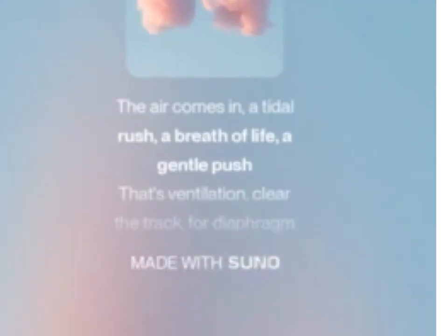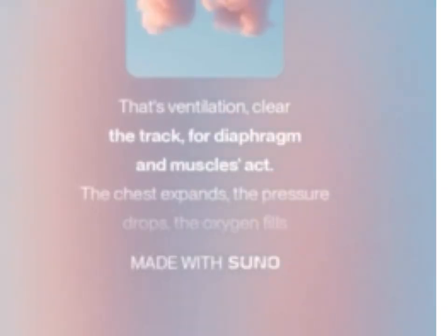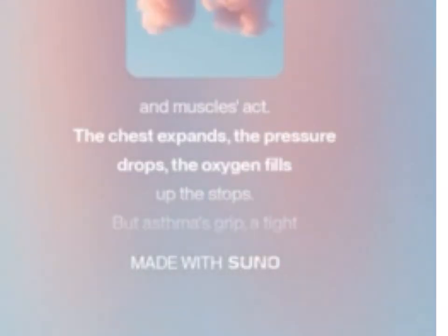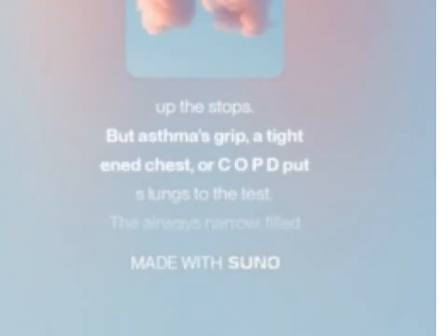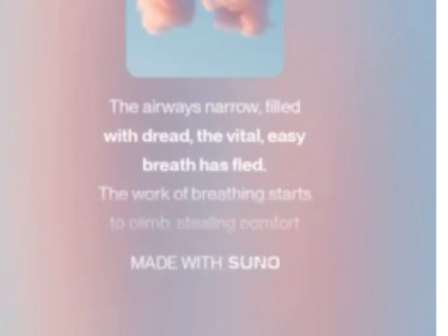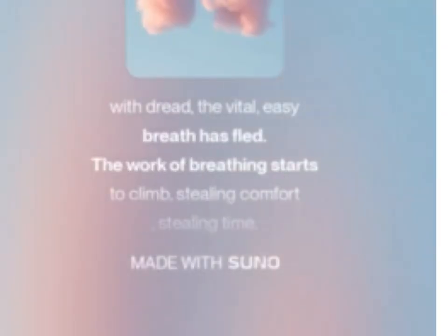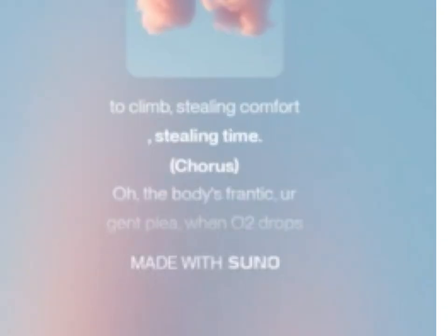Comes in a tidal rush, a breath of life, a gentle push. That's ventilation, clear the track for diaphragm and muscles act. The chest expands, the pressure drops, the oxygen fills up the stops. But asthma's grip, a tightened chest, or COPD puts lungs to the test. The airways narrow, filled with dread. The vital, easy breath has fled. The work of breathing starts to climb, stealing comfort, stealing time.